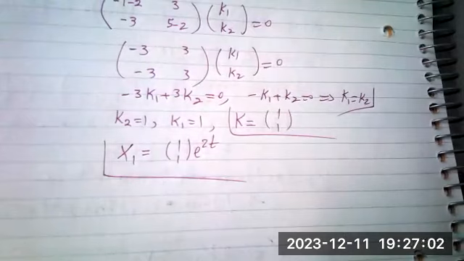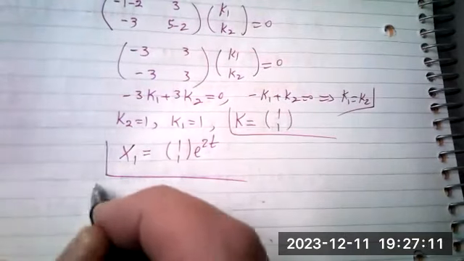For the second one, we already talked about it: when we get the repeated solution, we have to introduce another vector. So the second solution.